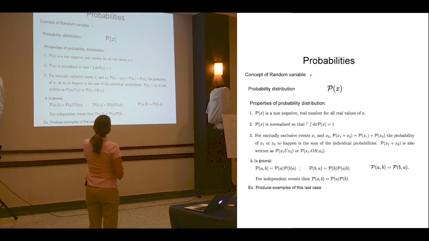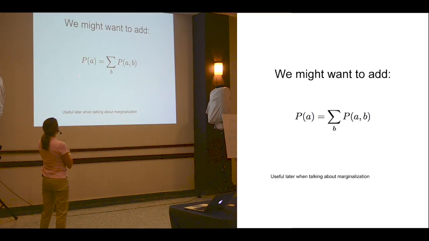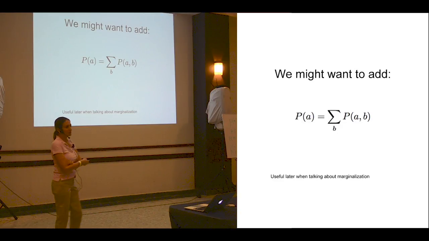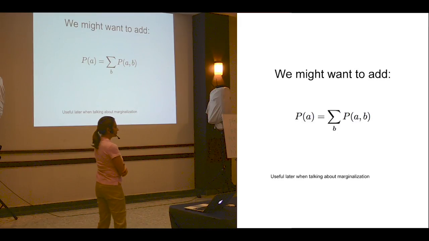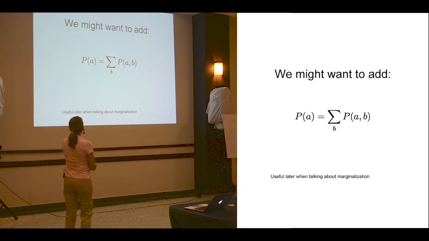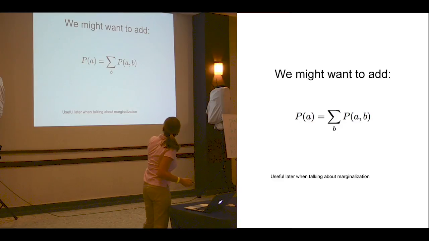You may also want to add another property of the probability, that is the probability of A. If you know the probability of A and B, it's the probability of A and B summed over or integrated over B. Does this make sense? This will be useful later when we talk about marginalization.